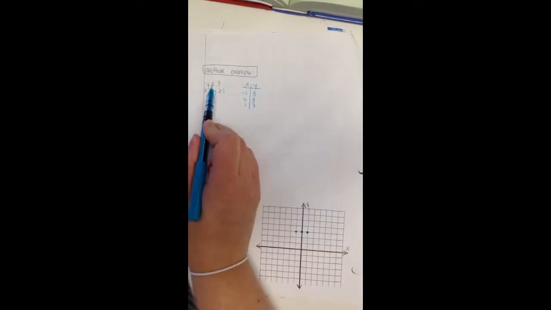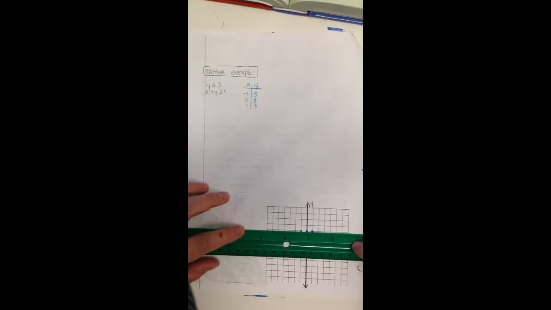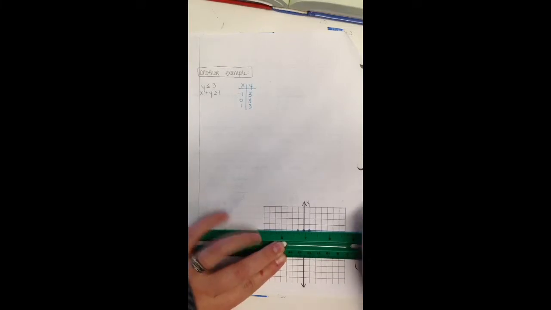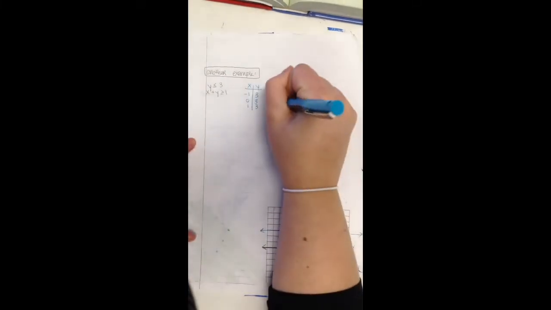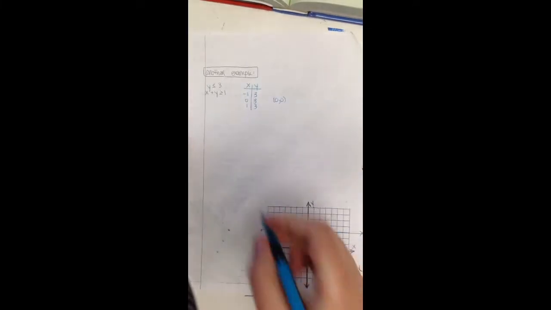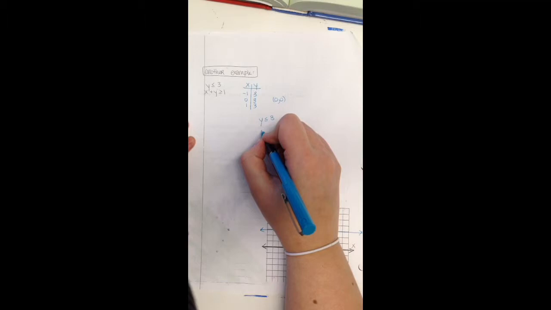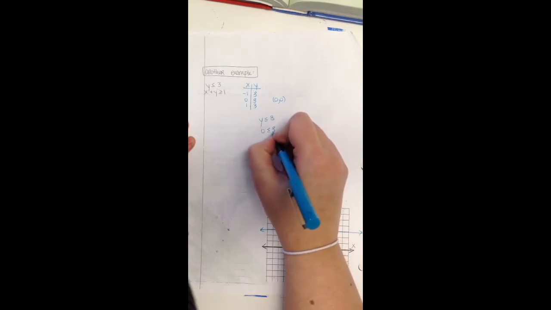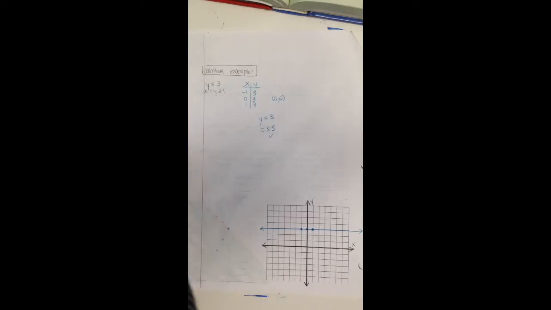Now, I know I'm going to have a horizontal line, but I also know it's going to be solid because it's less than or equal to. Okay, pick a test point. I'm going to go with the origin. When I plug that into y less than or equal to 3, I don't have an x, so I don't worry about it, but is 0 less than or equal to 3? Yes. So I shade on that side of the inequality.